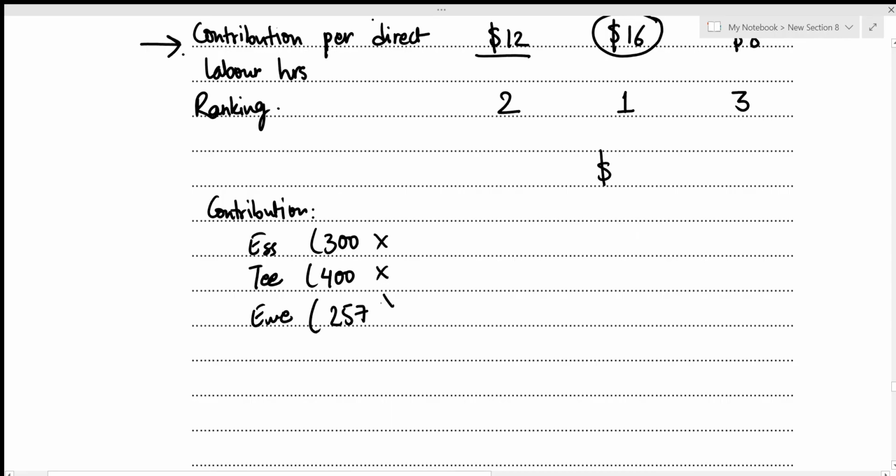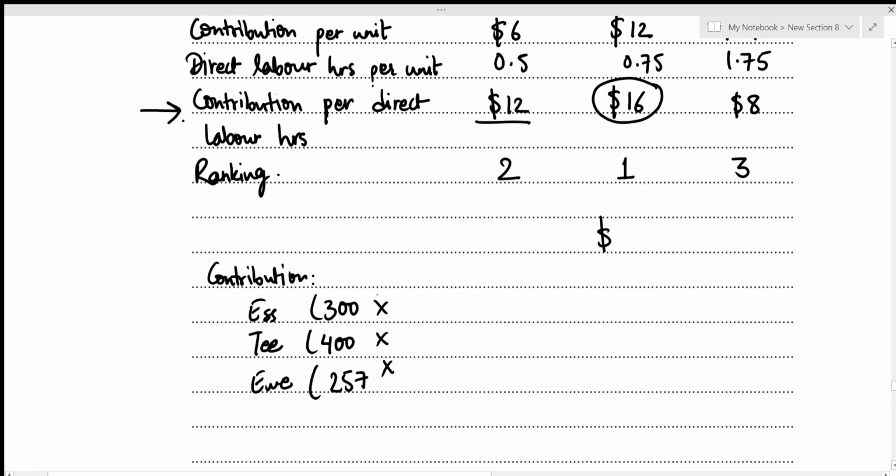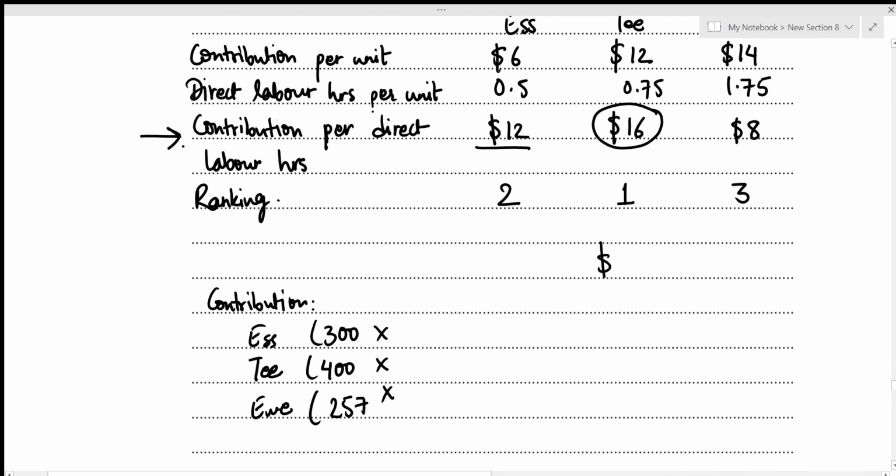Now we need to multiply it with the contribution per unit, which we wrote down right here. So that's 6, 12, and 14. 6 for S, 12 for T, and 14 for E. So the contribution for S is going to be 300 into 6, which is 1800. Contribution for T is going to be 400 into 12, which is 4800. And contribution for E is going to be 257 into 14, which is going to be 3598. Now we can add these three amounts in order to figure out the total contribution.